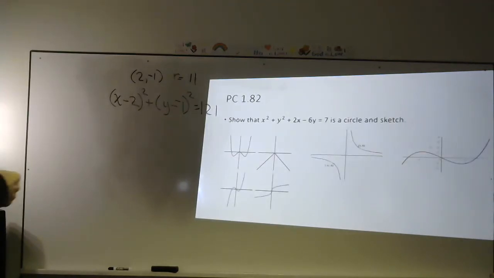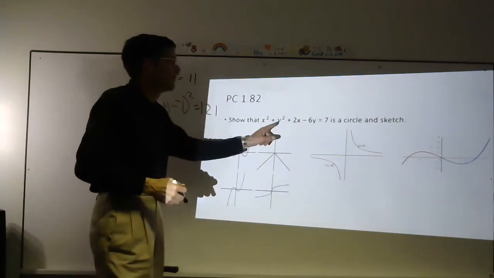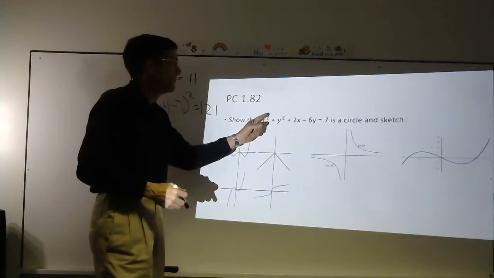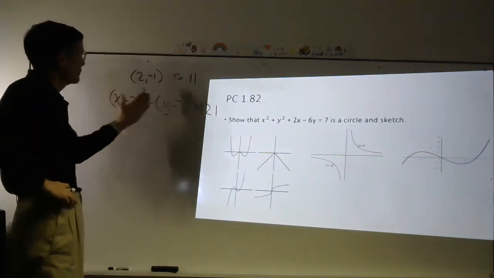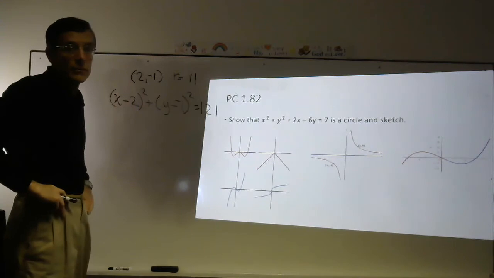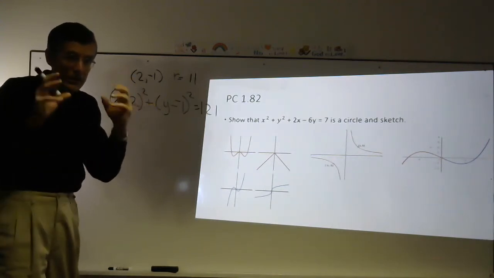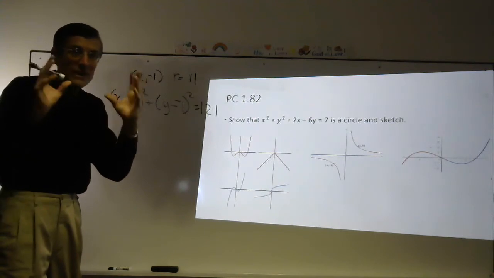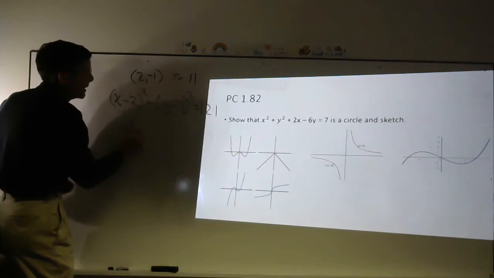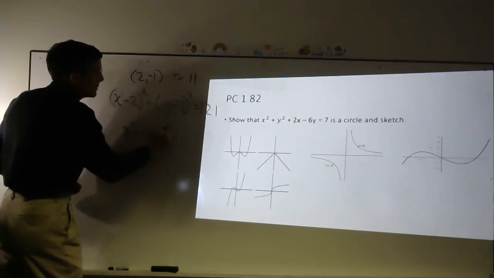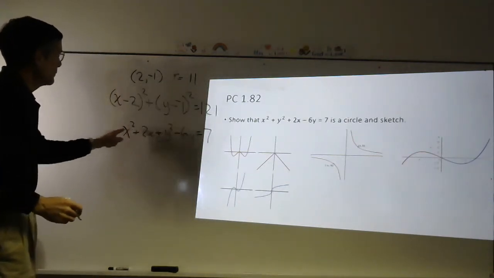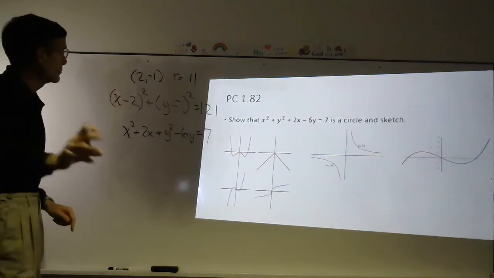Do they get any more interesting? Oh, yes, they do. Show that this is a circle and sketch it. Don't worry about these yet. Show that this is a circle and sketch it. I want to get it into this format of x minus something and y minus something squared. I want to get quantities squared. Complete the square. So let's do it. I'm going to group the x's: x squared plus 2x, y squared minus 6y is 7. Okay? If you complete the square, we all learned how to complete the square.